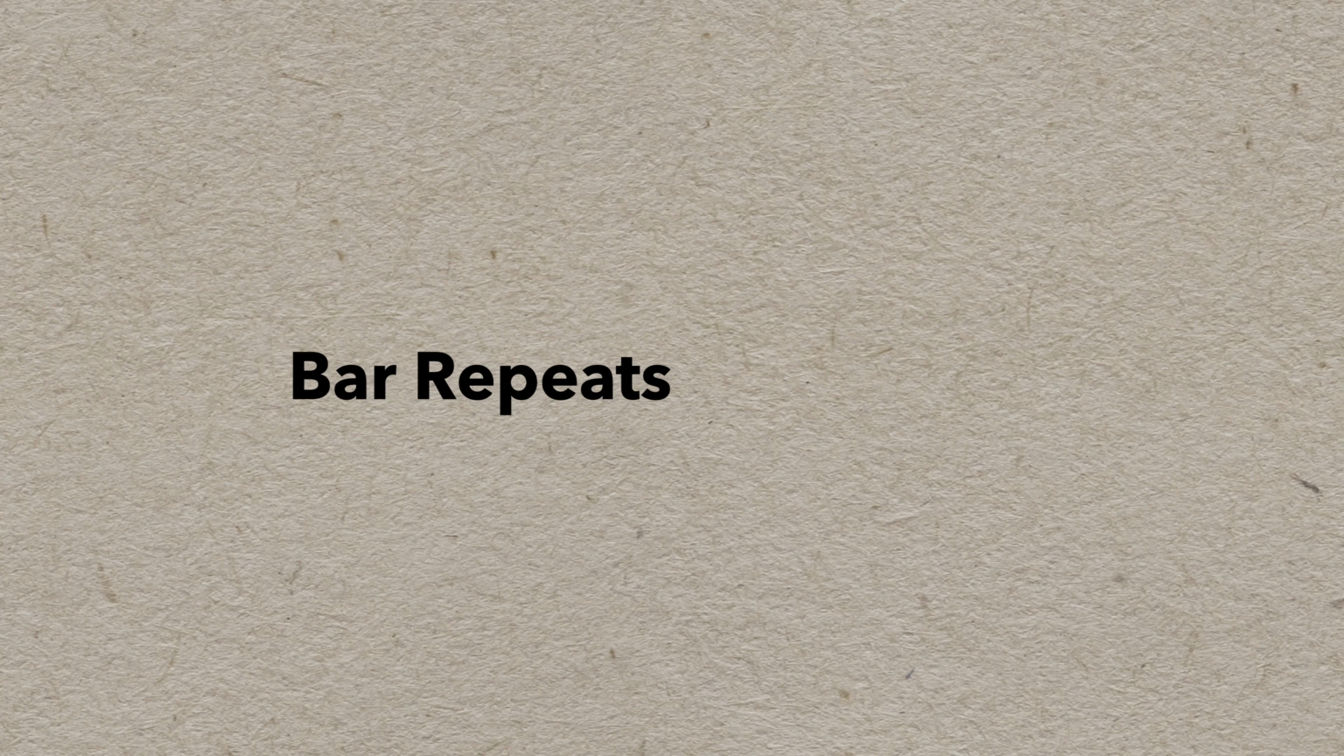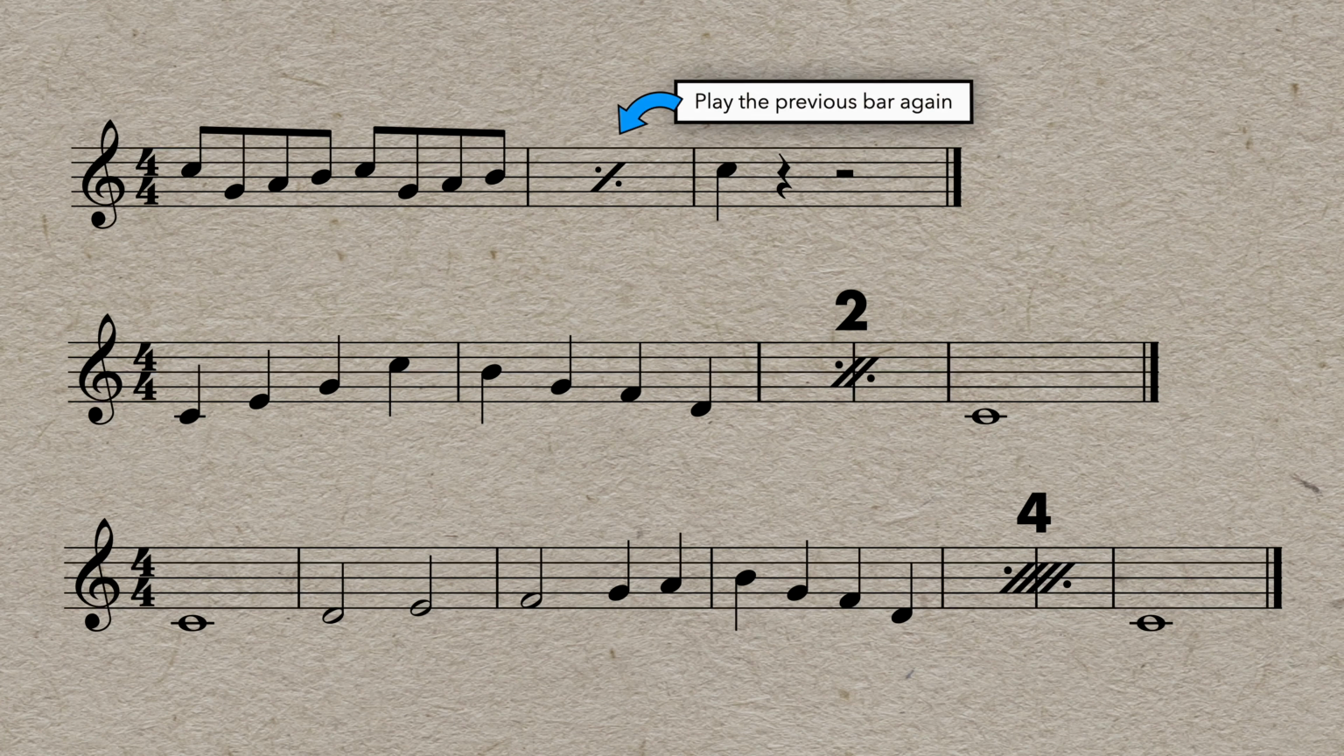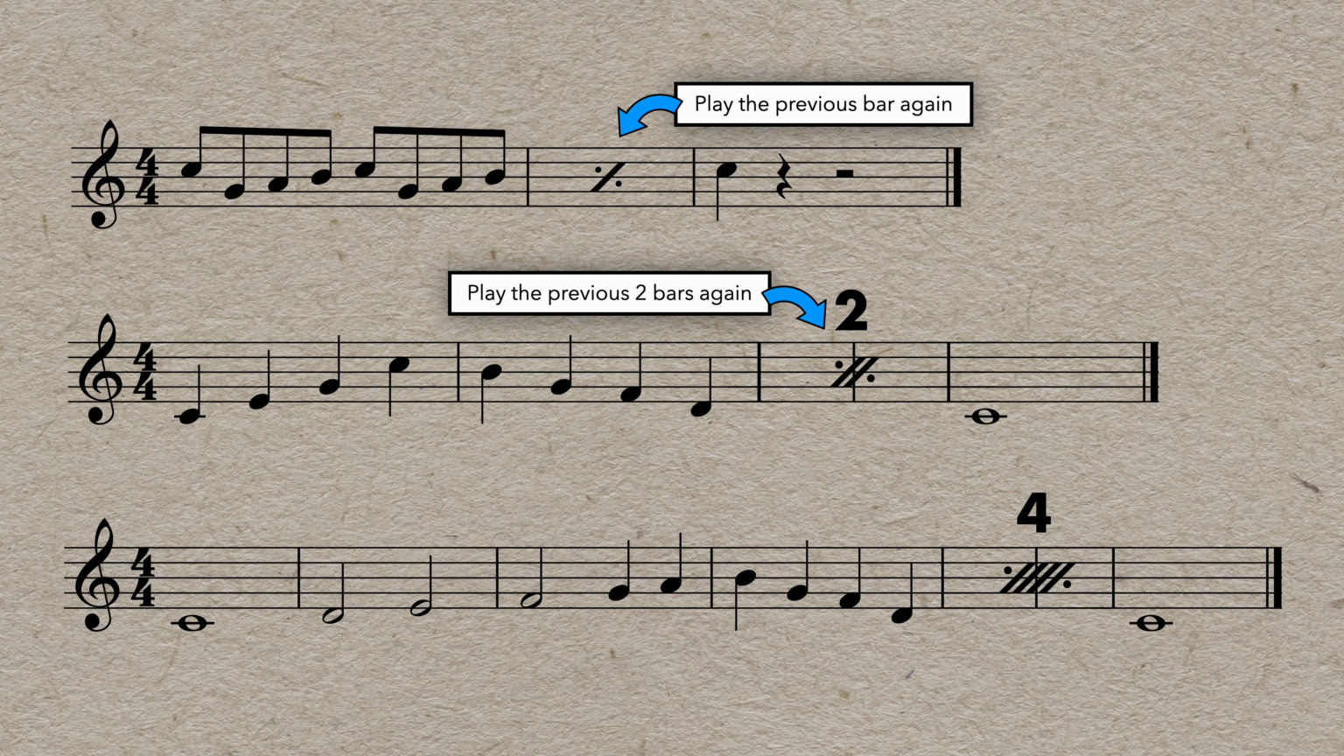Next up is bar repeats, which are slightly archaic, but you do see them from time to time, and they simply mean to play the previous 1, 2, or 4 bars again. They've largely fallen out of favor among composers and copyists, but if you ever see them, that's what they mean.